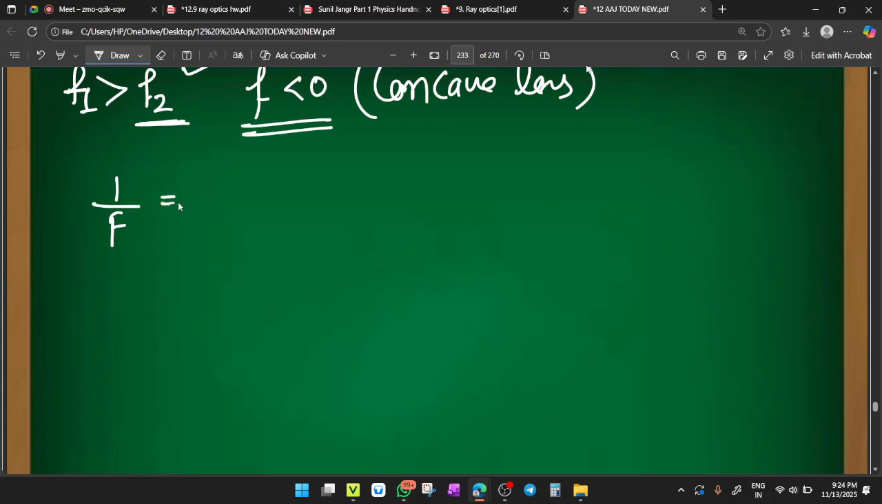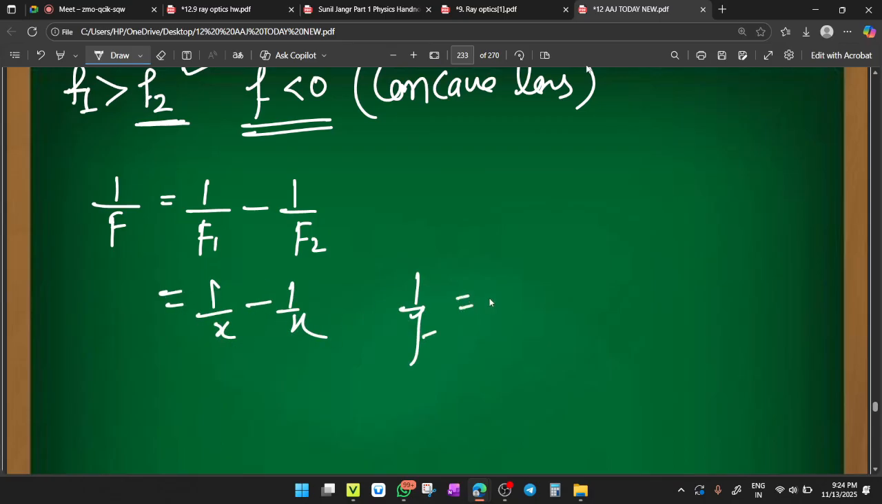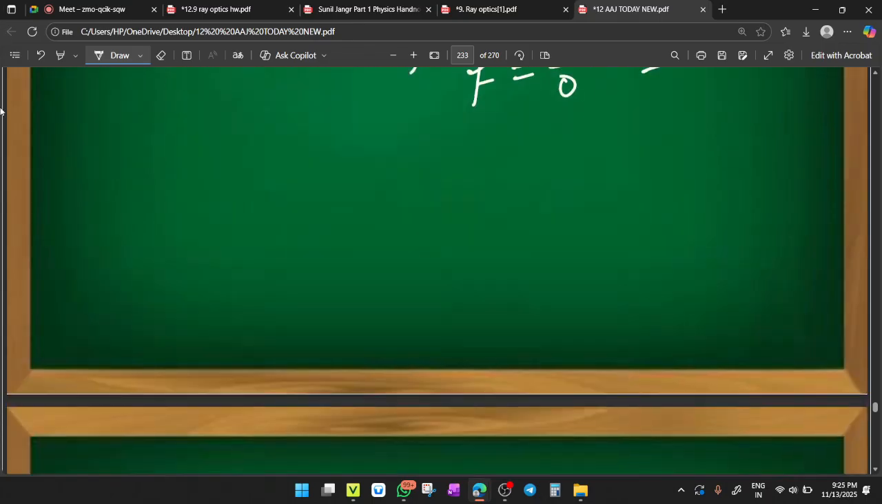So 1 upon f equals 1 upon f1 minus 1 upon f2. They both have f1 equals f2, the same value. So you can write 1 upon x minus 1 upon x. So 1 upon f equals 0. They cancel out, 1 upon f equals 0, which means f equals 1 upon 0. You can say this equals infinity. Clear or not clear? Focal length equals infinity for the combination of convex as well as concave lenses.